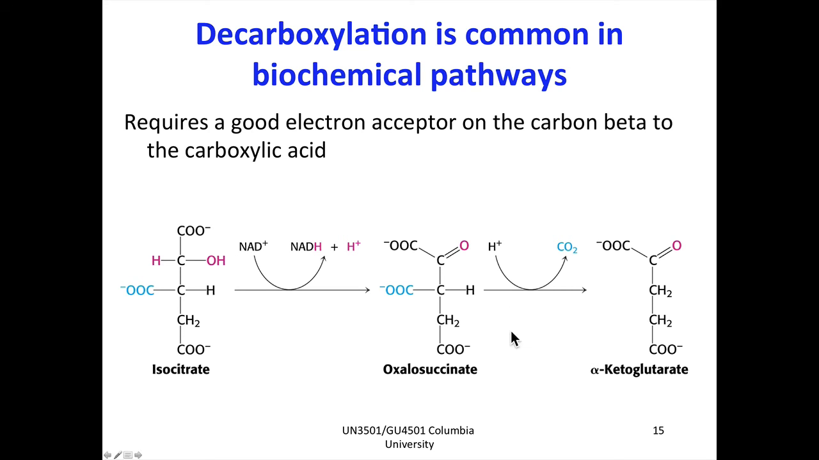And what about decarboxylation? So that's another common reaction. In this case, we need a good electron acceptor always on the beta carbon. So in this case, if we oxidize the beta carbon to a ketone, that makes a good electron acceptor. And so now we can decarboxylate, lose carbon dioxide, and end up in this reaction going from isocitrate to alpha-ketoglutarate, where we've lost 1 carbon, gone from 6 carbons to 5 carbons.